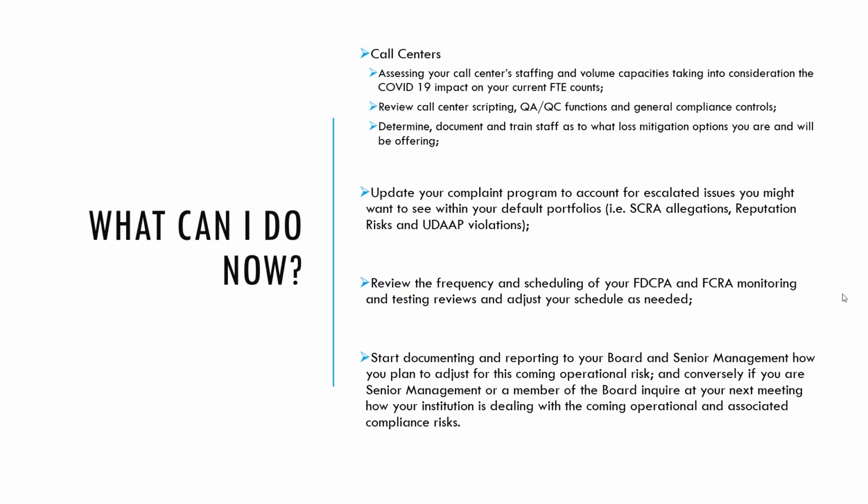You also want to start documenting and reporting to your board and senior management just how the compliance department, the legal department, the risk department in general is going to account for this operational risk, how you're aware of the compliance risk that's coming and what you're deploying to control it. And conversely, if you are senior management or happen to be a board member on one of these calls, you want to make sure that you're asking in the next risk committee meeting or the next compliance meeting how the institution's handling it. Anything that you can start to document now and start to craft that narrative that you were ahead of any issues that would arise is going to go a long way to mitigate any process breaks that occur that were uncontrollable.